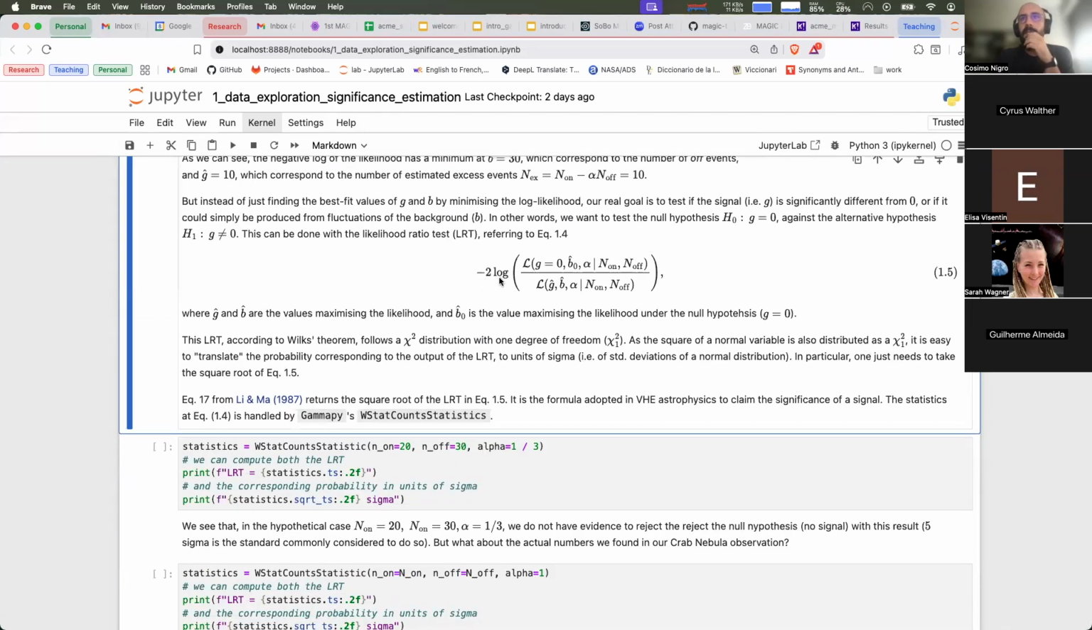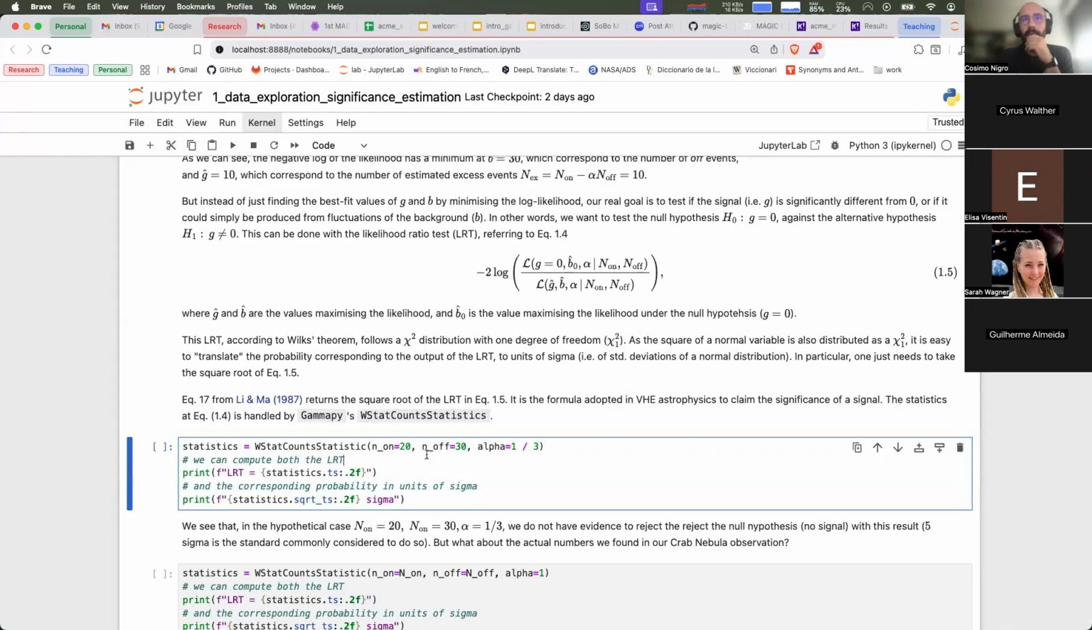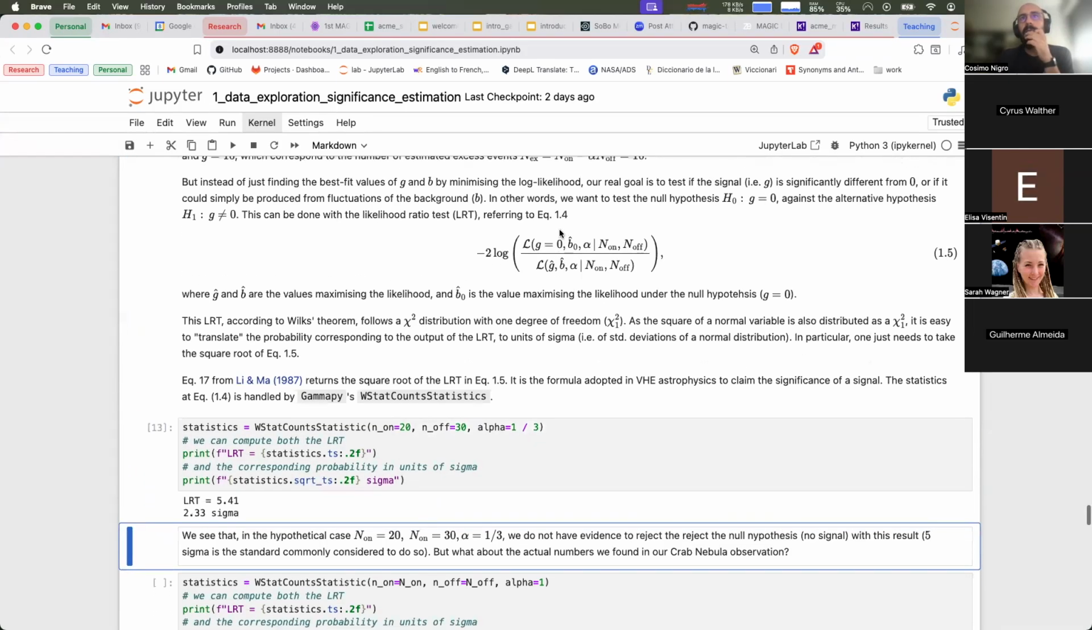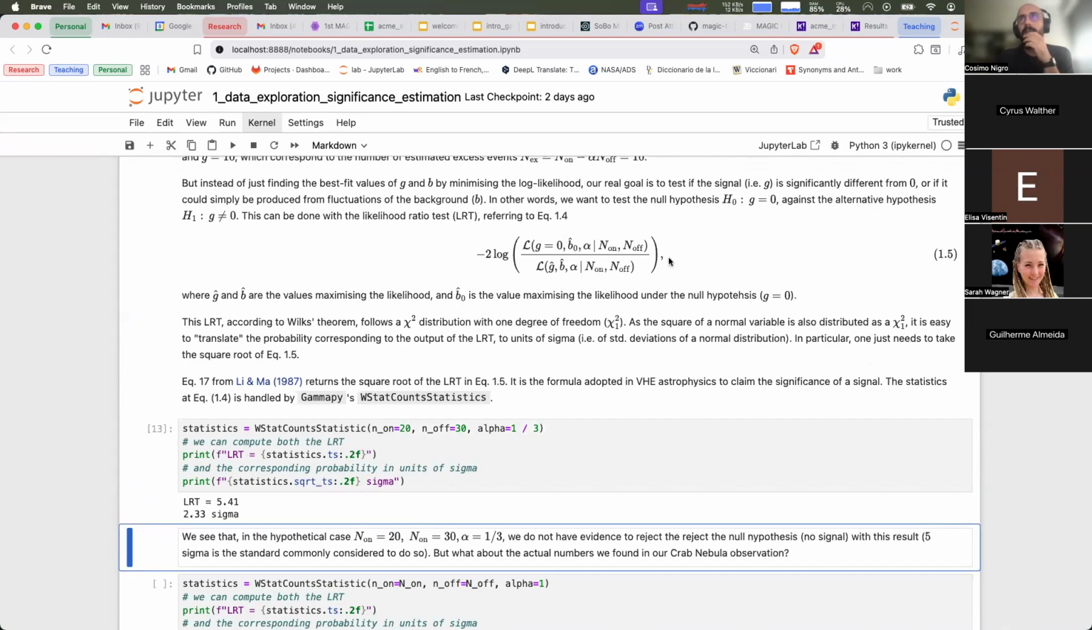And this is basically the Li and Ma formula, and it's also available in Gammapy. Once you get this quantity, this likelihood ratio test, it is distributed as a chi-square with 1 degree of freedom, according to the Wilks theorem. So you can translate the probability corresponding to the output of this likelihood ratio test in units of standard deviation of a normal distribution, okay? You get a number from here, and you can directly say how many units of standard deviation of a normal distribution it is. In particular, you just have to take the square root.